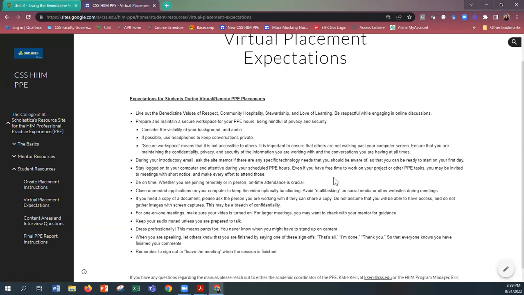It's important to ensure that others are not walking past your computer screen. Ensure that you are maintaining the confidentiality, privacy, and security of the information you are working with and the conversations you are having at all times. I'm just going to give you a quick example of something that happened last fall. Last fall, we had a student that thought that they could work in their living room at their coffee table during the day while their children were home. Okay. This is not acceptable.